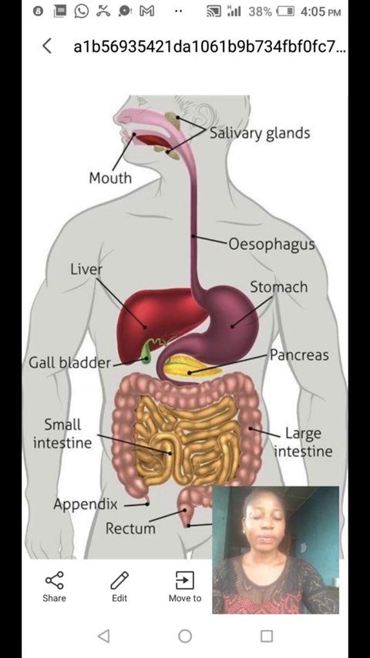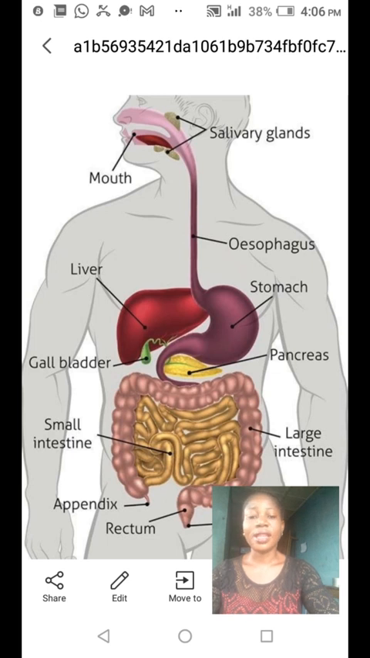pyloric sphincter. Another function is that it secretes digestive enzymes known as renin and pepsin, which break down protein into peptones. Another function of the stomach is that it secretes hydrochloric acid, which kills bacteria that you may have swallowed with the food. Another function is that it chunks the food into a semi-liquid called chyme. Yes, the stomach chunks the food into a semi-liquid called chyme.